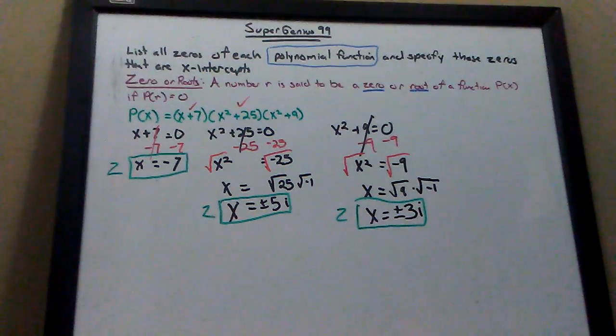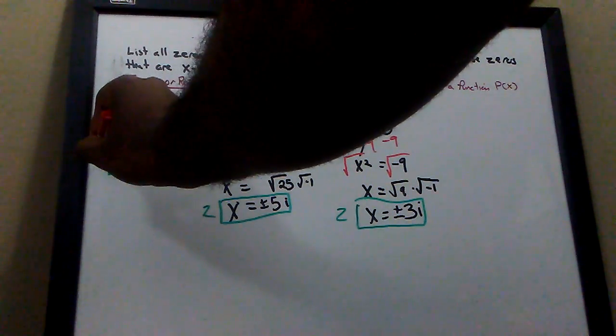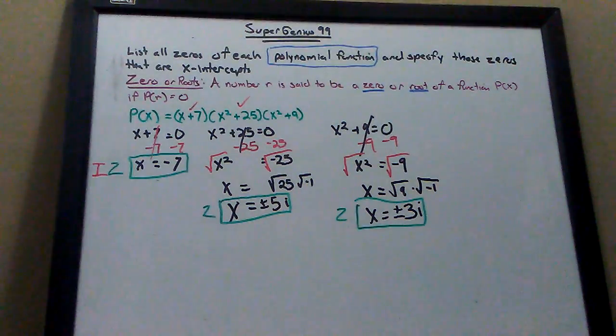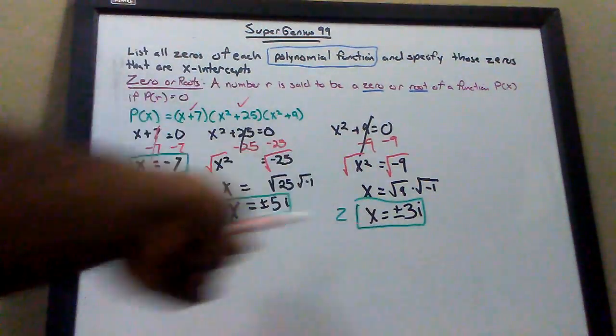And then which one are the intercepts? I'll put an I in front of the ones that are intercepts. So I for intercept, z for 0. Okay, so why aren't these intercepts?